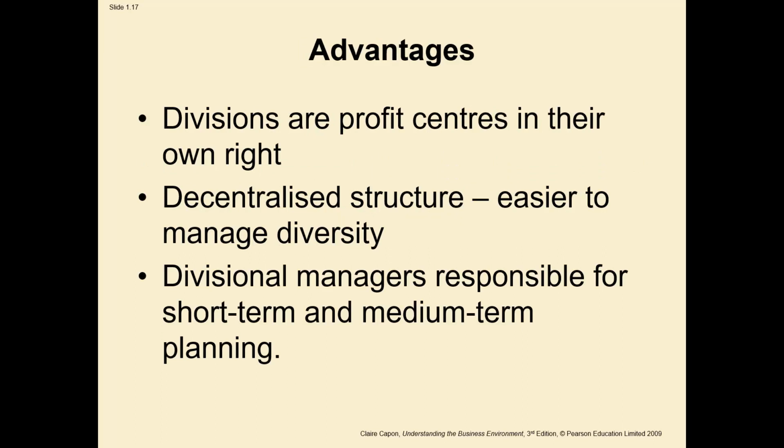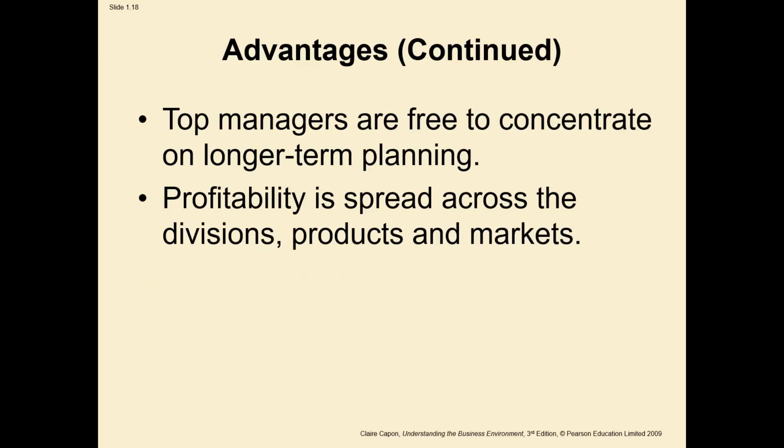Divisions or profit centres, so you can actually look at each area and see how much profit is being made. So it gives a key metric or KPI, key performance indicator, to actually view. The decentralized structure makes it easy to manage diversity because you can change and tweak each area. Division managers are responsible for short-term, immediate planning, whereas the board of directors and the central areas of finance and HR can be responsible for strategic and long-term planning.